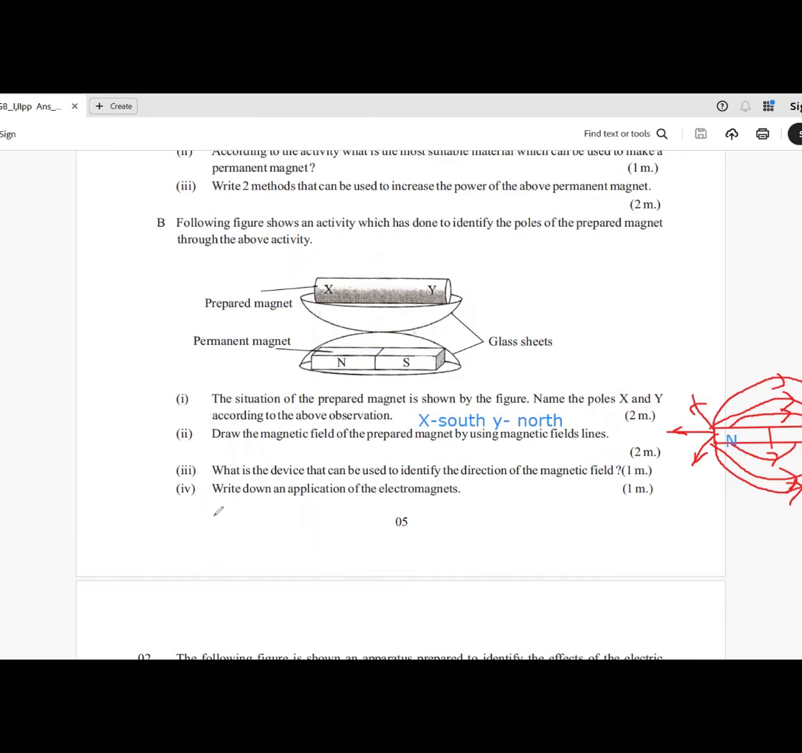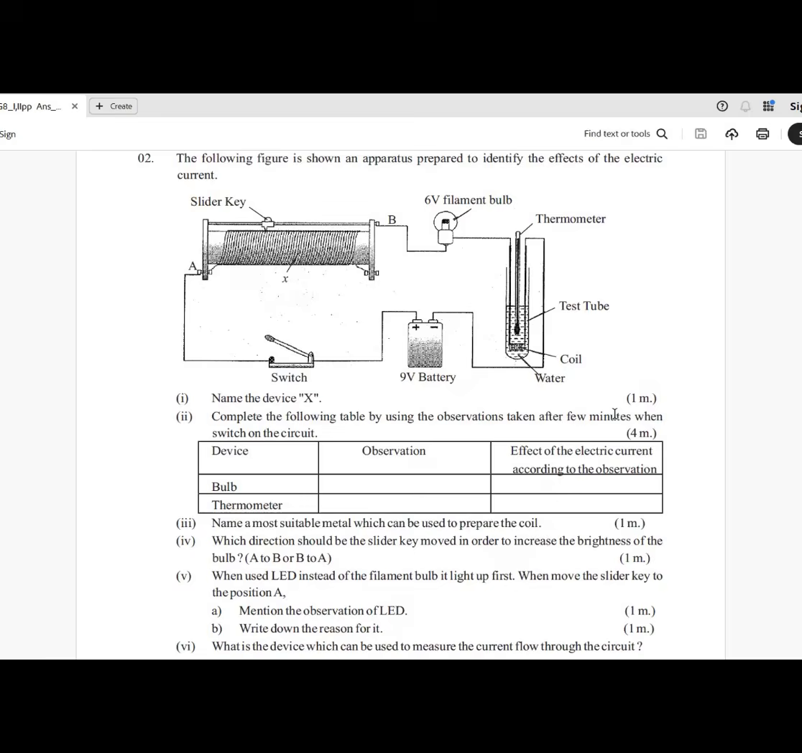What is the device that can be used to identify the direction of the magnetic field? That is compass. Write down the application of the electromagnets. We can write electric motors, speakers. Question number 2. The following figure shows an apparatus prepared to identify the effects of electric current. Name the device X. The answer for the question, rheostat.